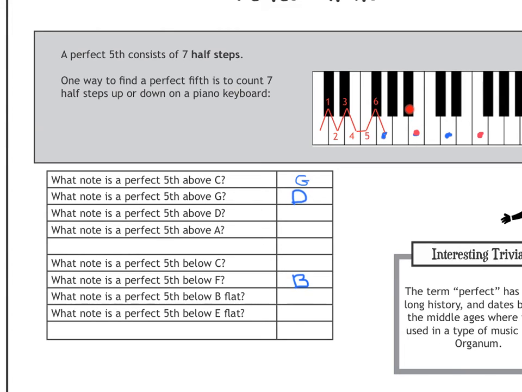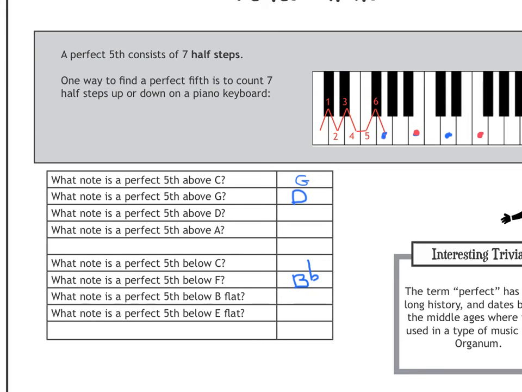So my answer, in fact, is not B, but B flat. I need to put a flat sign here. A perfect fifth below F is not B, but B flat. That's the importance of having the 7 half step rule. So you can count your 5 notes, count your 5 letter names, however you want to think about it, but always make sure that you count exactly 7 half steps when you need to go a perfect fifth.